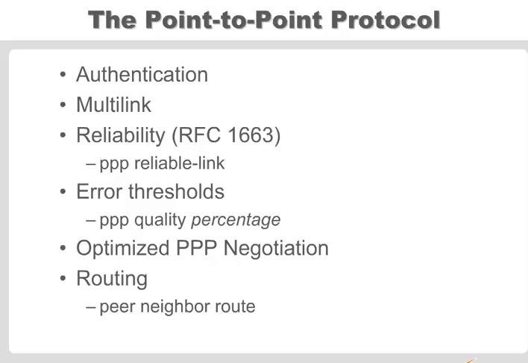side; error quality, being able to look at the quality of the line, able to determine whether or not there's other problems with the line, with other drops, and being able to take down the line if the quality falls below a certain level. We also have other miscellaneous options: optimized negotiation, being able to kind of guess at what's going to happen, and some routing functionality. So routing functionality, we have the peer neighbor route, which we'll talk a little bit more about later. The peer neighbor route itself being able to have local routing installed for the remote end of the link.